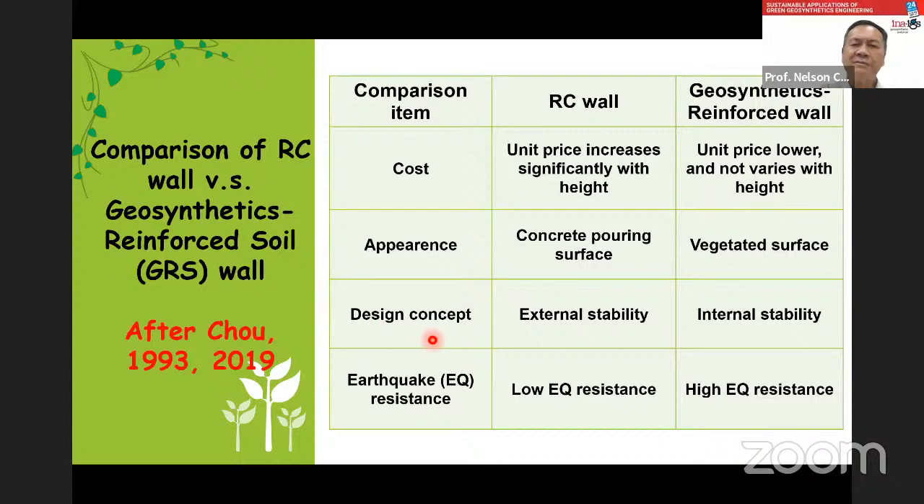Design concept: the RC wall is an externally stabilized wall, and the geosynthetic reinforced wall is internally stabilized. For earthquake resistance, the RC wall has lower earthquake resistance, and the geosynthetic reinforced wall has high earthquake resistance.